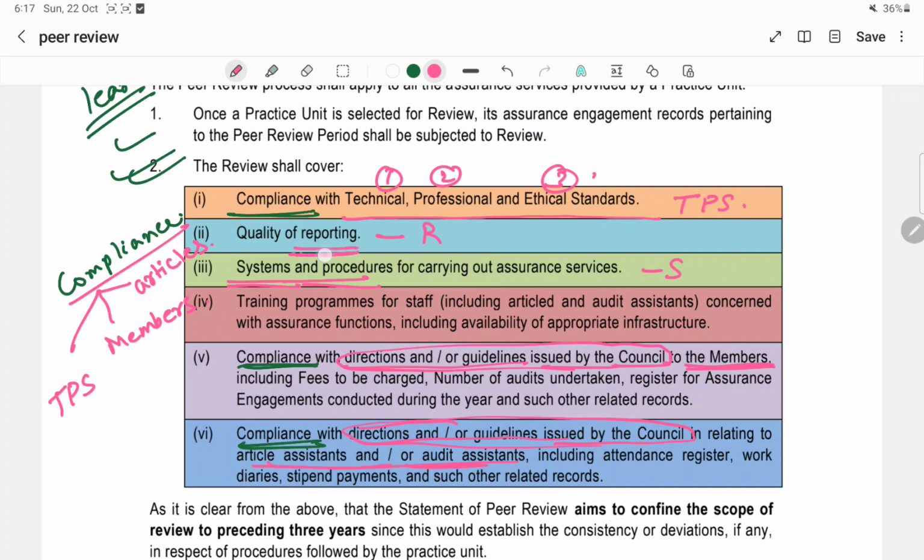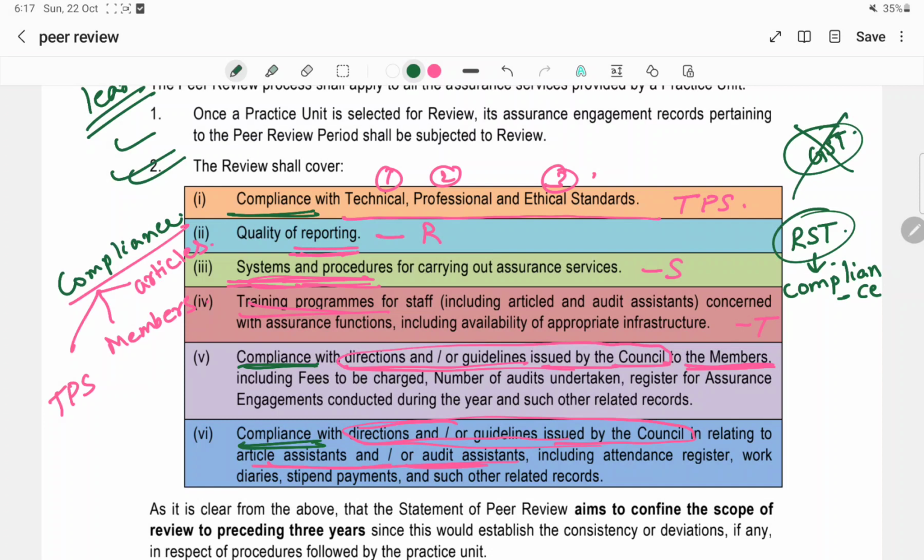So from reporting it was R. For systems and procedure you can remember from S. For training programs you can remember from T. So it is RST, and here it was compliance. So this will be RST key compliance. You can remember it this way, that is GST key compliance, but here it will be RST key compliance.